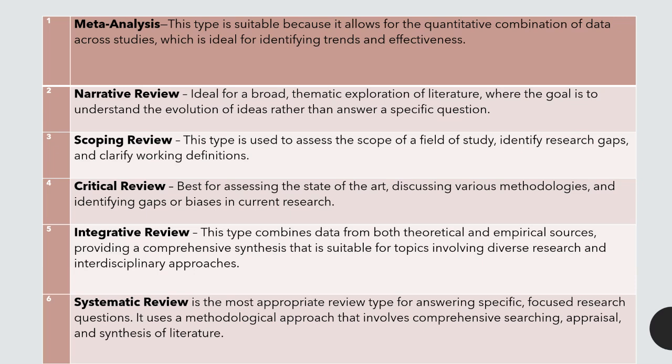Number 2, a narrative or general review, ideal for a broad thematic exploration, where the goal is to understand the evolution of ideas rather than answer a specific question. Scoping review, number 3. It's used to scope the field, identify gaps, and clarify working definitions. Number 4, we've already said it's a critical review, but why? It's best for assessing the state of the art, discussing various methodologies, and identifying gaps or biases in current studies.